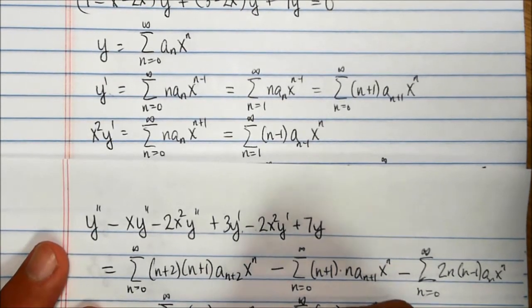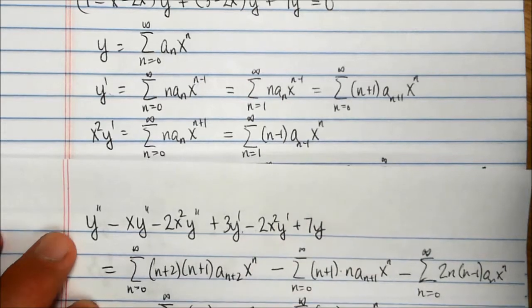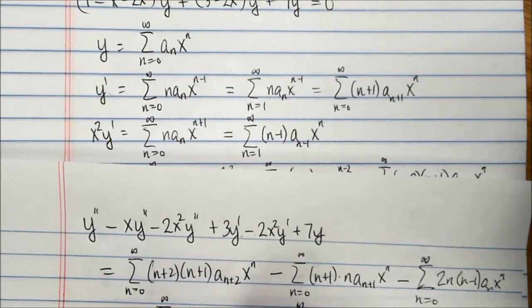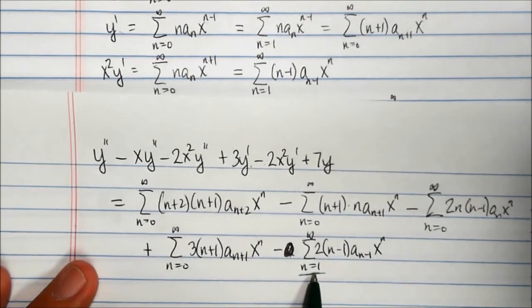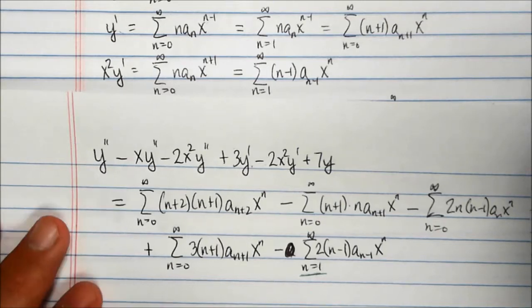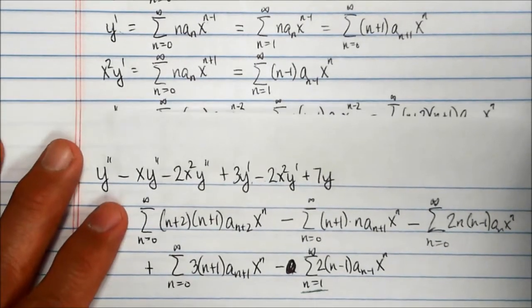And I'm going to put the 2 inside so I don't lose it. And also I'm going to make a little mark here just so I don't forget that this one starts on n equals 1. And so I have to be very careful when I go to the next step, when I form my recurrence relation.